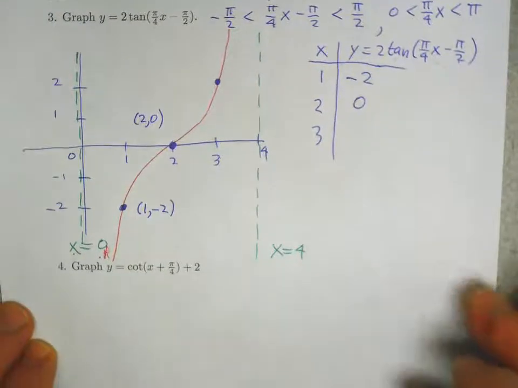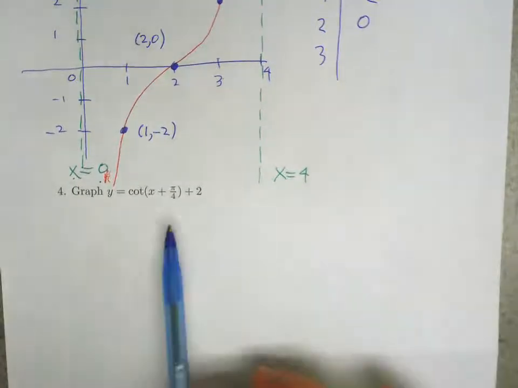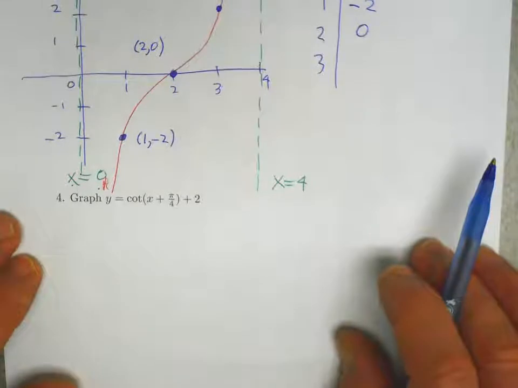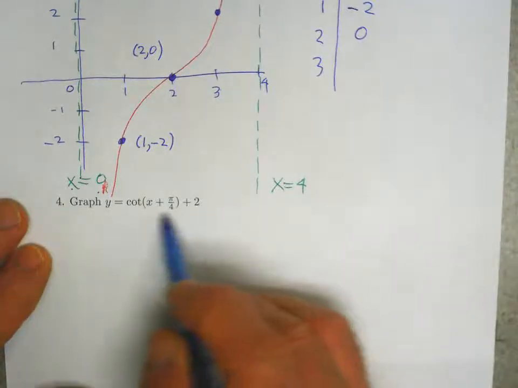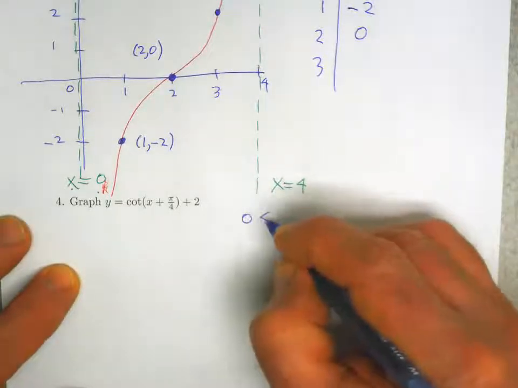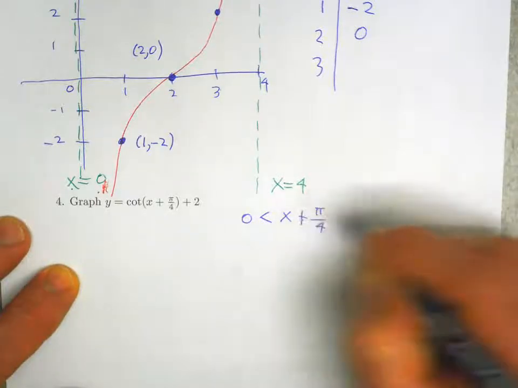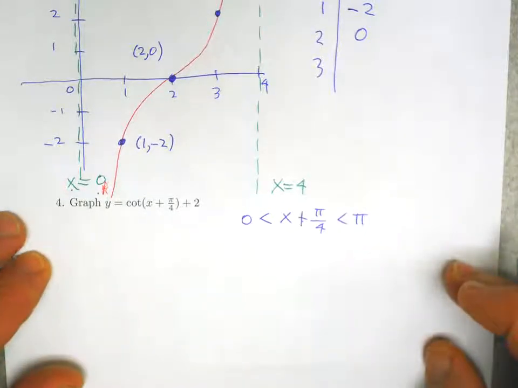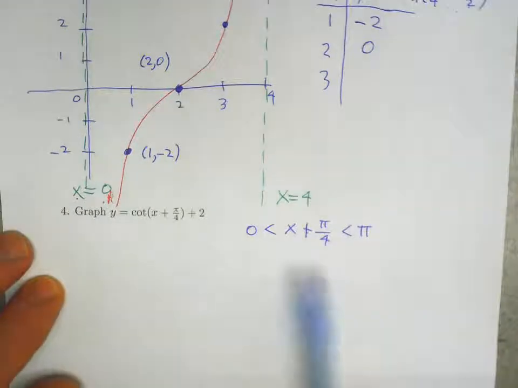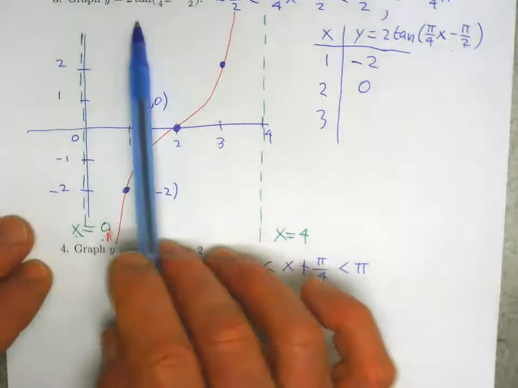Okay, graphing the cotangent function is similar to graphing tangent, but one thing that you have to be careful with for cotangent, we find the interval that we want to graph by writing 0 is less than or equal to x plus pi over 4, which is less than pi. So make sure you notice the difference between finding an interval for cotangent versus finding an interval for tangent.